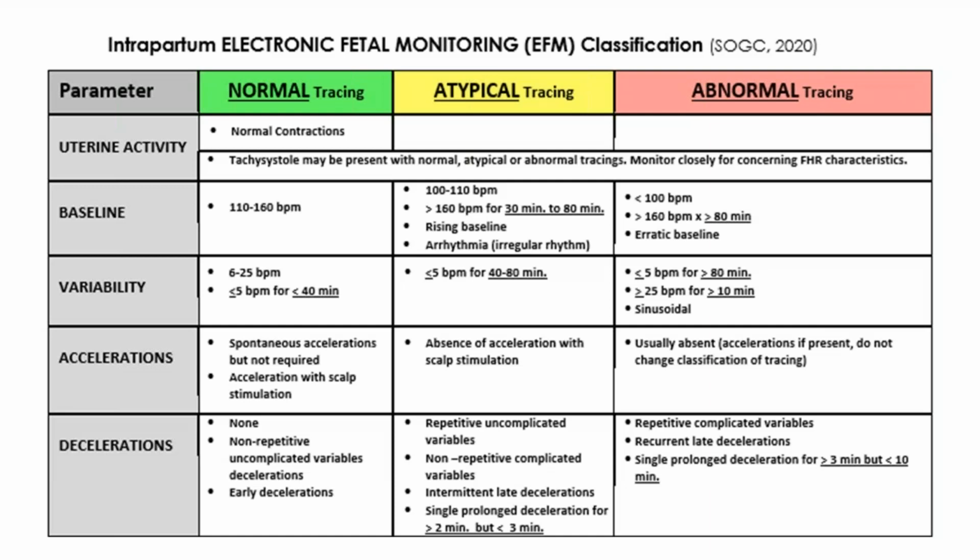A mild bradycardia, 110 or less, makes it atypical. It's important to know that the only time there's a 30-minute duration is when you're talking about tachycardia. So greater than 160 for 30 minutes makes the tracing atypical. If it's greater than 80 minutes, it becomes abnormal. A rising baseline, just like for IA, is a concern, and that makes it atypical. And we put in arrhythmia, because in the old guideline, it wasn't classifiable. Like, you had arrhythmia, well, where does it fit? Well, it fits with atypical.